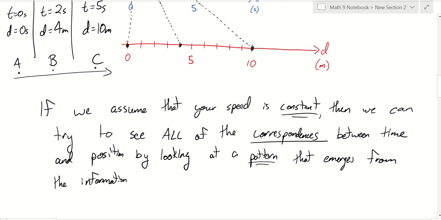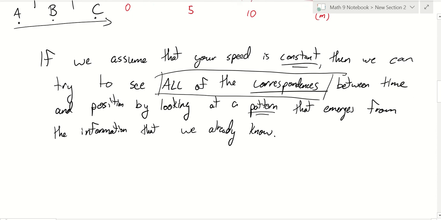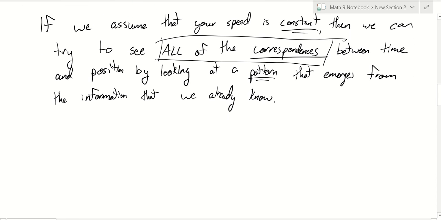Right? Pretend that we were measuring all of this with some series of meter sticks and a stopwatch or something on your iPhone. So we can look at a pattern that emerges from the information that we already know. So again, we're building a system to show all of the correspondences, and to show all of the correspondences, first we should look at the more general pattern that is emerging here. So let's see if we can identify this pattern that is emerging.